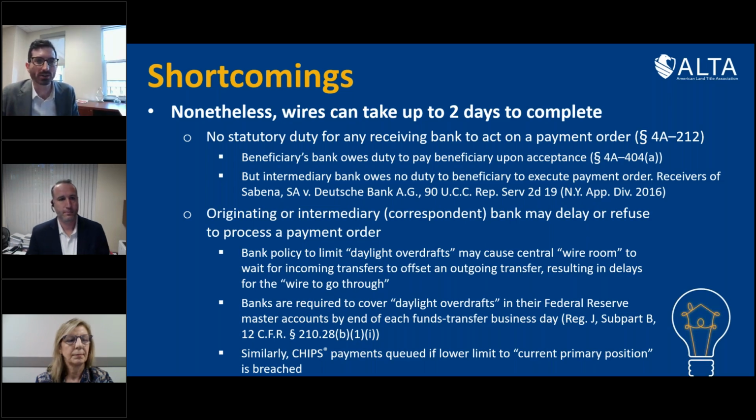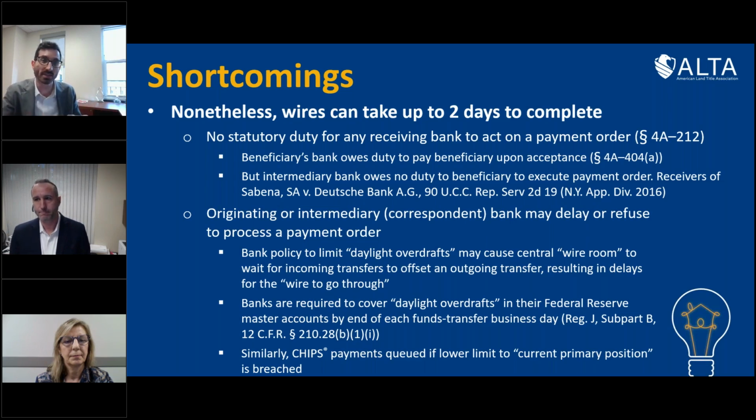Also, think about the fact that wires are real-time gross settlements. As I said earlier, each wire happens one at a time. What might happen is a bunch of clients might have requested wires out from a particular bank, and it doesn't have enough funds in its master account to cover all the wires. So it may sit there waiting for wires to come in in order to fill up its master account and then queue the wires that it's received. From a title company standpoint, we have no idea that this might be happening.